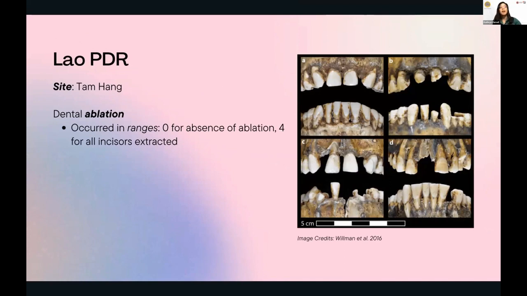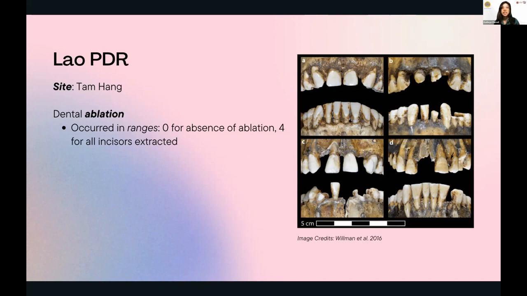This is in Tam Hang, previously thought to be dated to the late Pleistocene, but a more updated date now is to the Neolithic, about 2,550 BC. The sample size of Lao PDR was about 7 individuals. And the way that the modifications were observed was graded in a certain range.